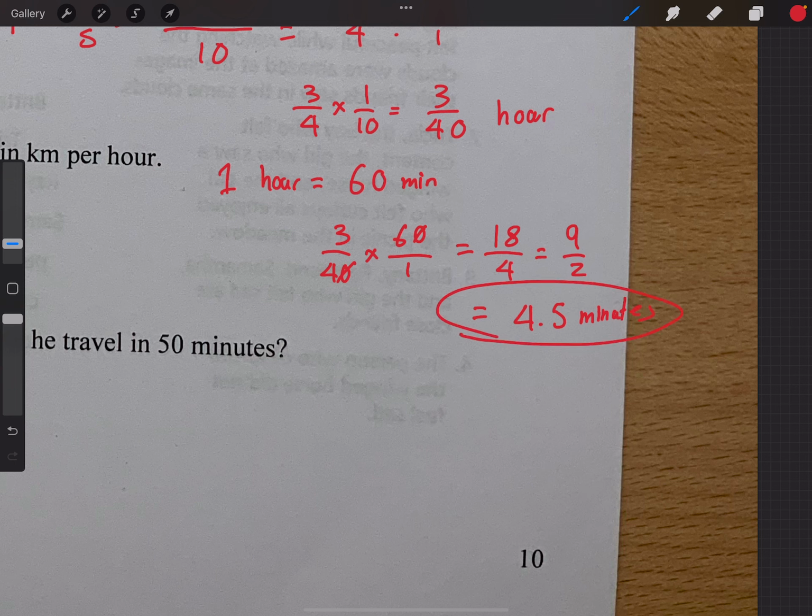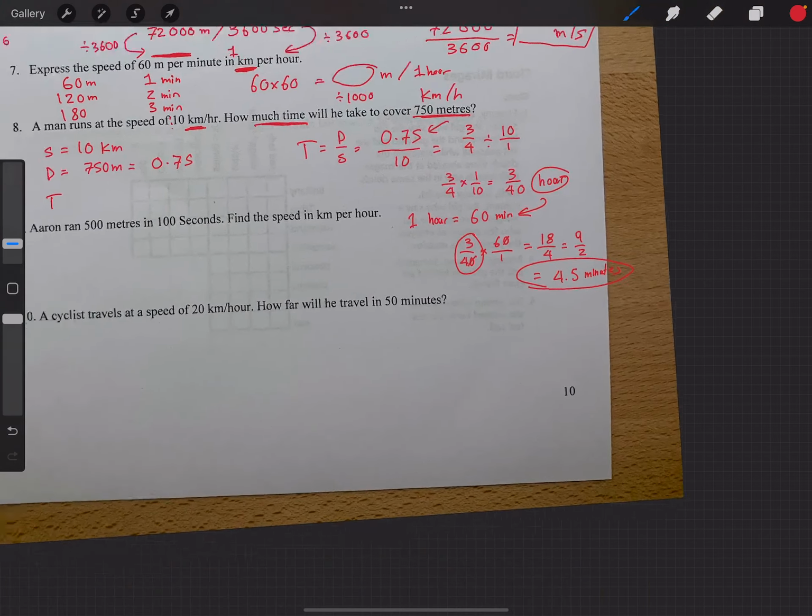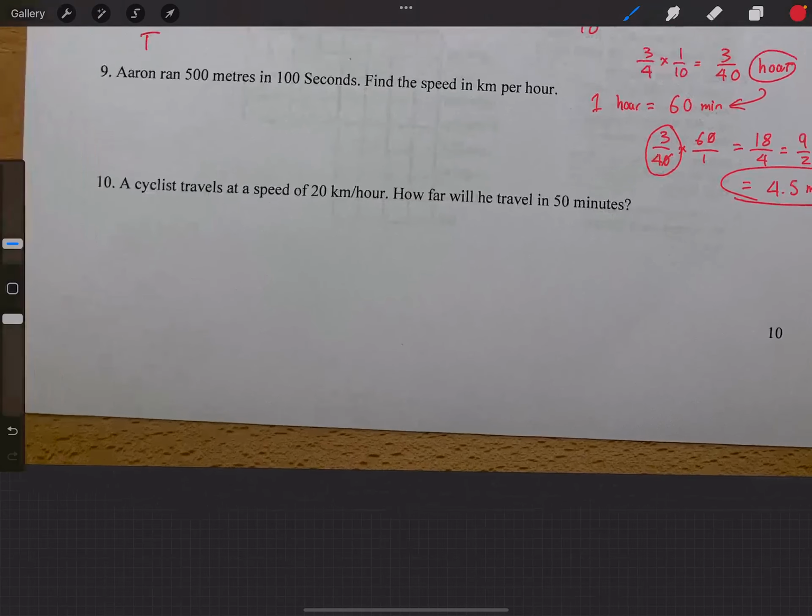There's your answer. Okay, I changed the hour into minutes and then I did 3/40 of the 60 minutes, and I found the answer to be 4.5 minutes. Very tricky question that.